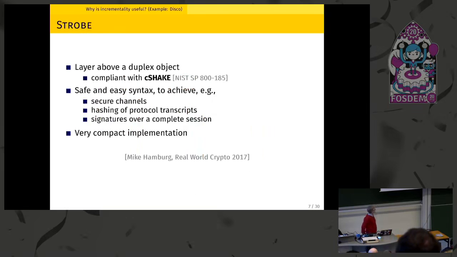One thing that we can do is to use the Strobe protocol. The Strobe protocol was designed by Mike Hamburg, and it was presented at Real World Crypto 3 years ago. It's just a layer on top of Duplex, but it provides a really nice and simple syntax that you can use, for instance, to build secure channels or to hash the transcript of a protocol. And it's simple enough that it allows for a really compact implementation. So in terms of lines of code, it's fairly compact.